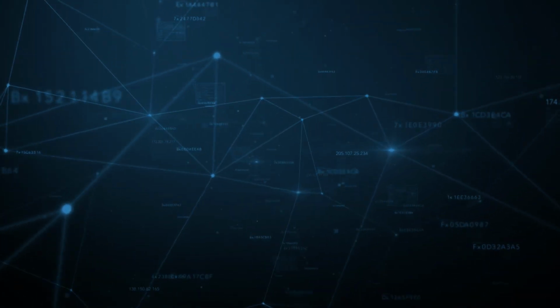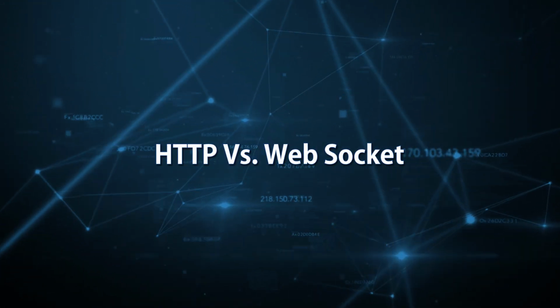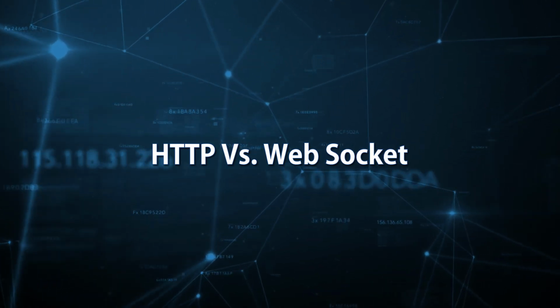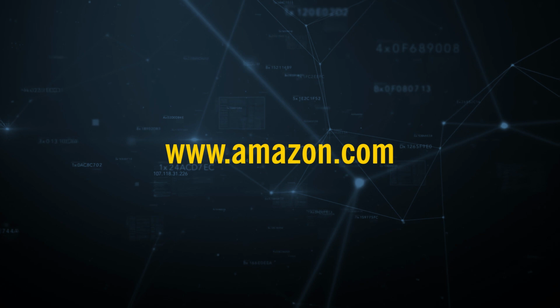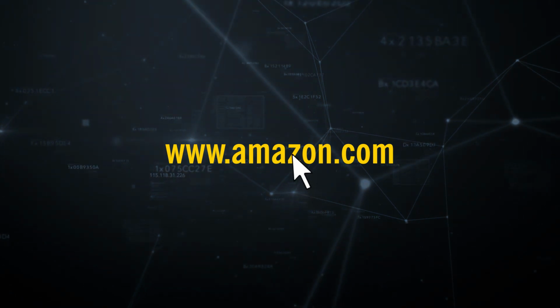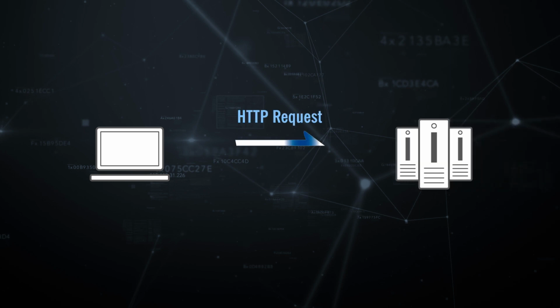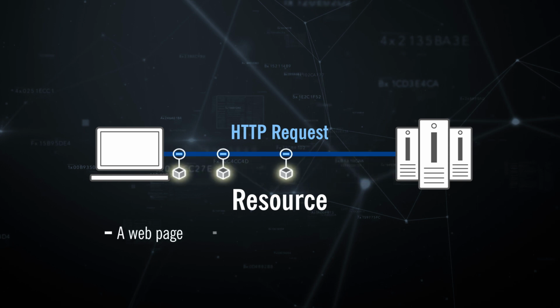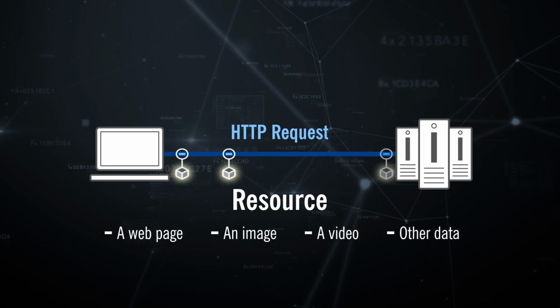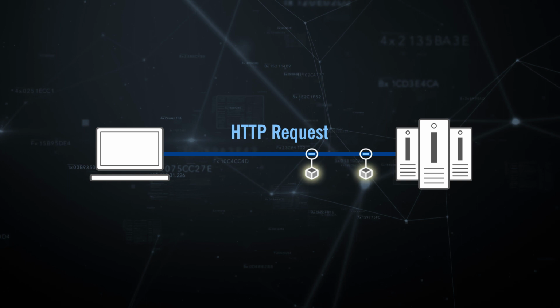In this video, I'll explain the fundamental difference between HTTP and WebSockets in the simplest of ways. Imagine you visit a website, for example, Amazon.com. When you enter the URL in your browser, it initiates an HTTP request. The request contains information about the resource the client wants to access. It can be a web page, an image, a video, or data from an API. The HTTP request goes to the server.